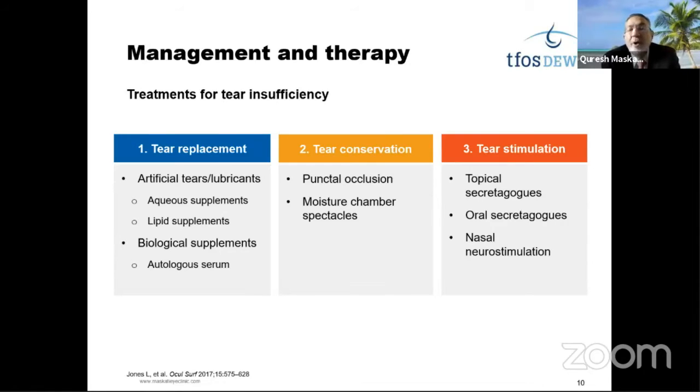And of course, now we've got new things in tear stimulation. We always had oral pilocarpine as a tear stimulant, tear producer. You have topical secretagogues. And now you have nasal neurostimulation by 2 methods.